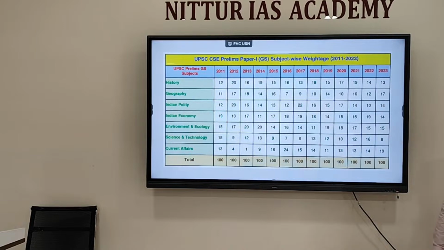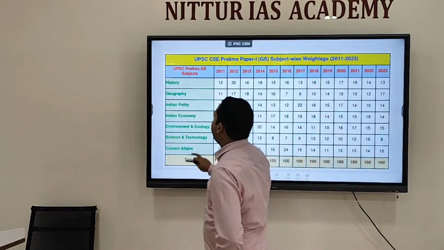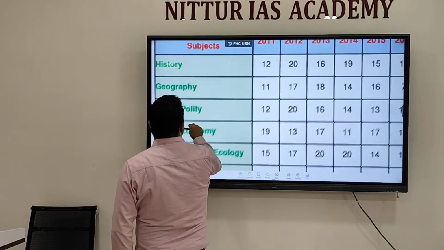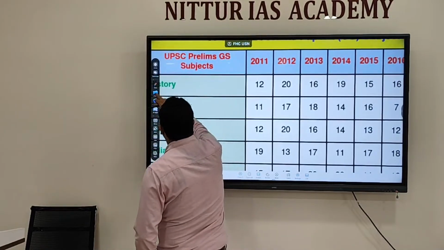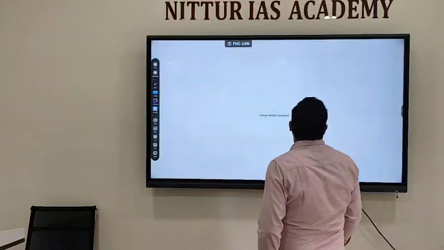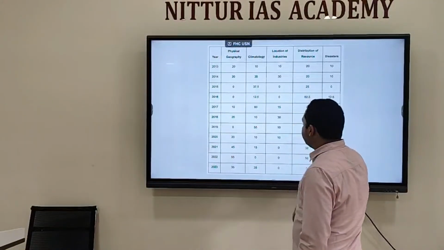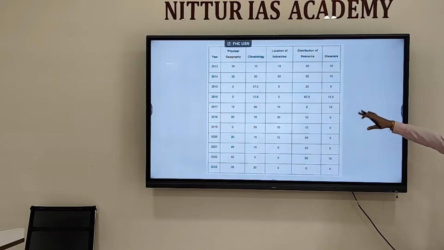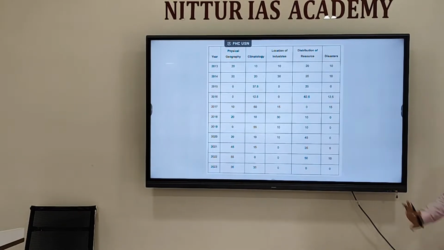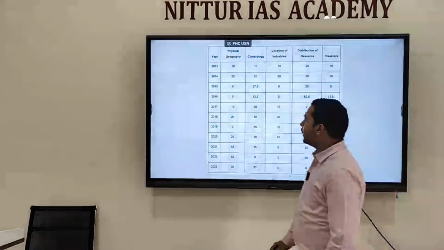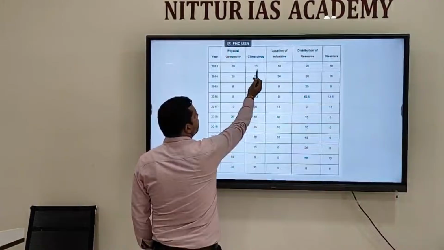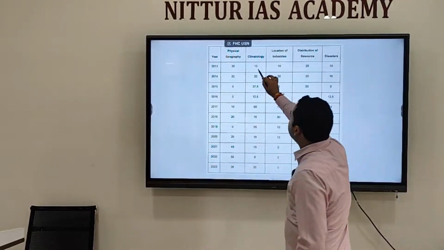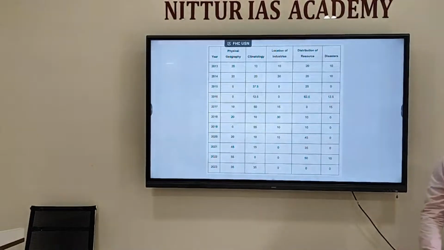Clear? In the mains part, if you see, now this is the mains part that you are getting. You can see physical geography, climatology, location of industries, distribution of resources, and disaster. These are the 5 topics mentioned in your syllabus, and this shows how many questions have come in the examination for each section. Clear? So you are getting around, let's say, 20 from here, 10 from here, 10 from here, 20 from here. So 40, 60, 70. 70 marks you are getting from here.